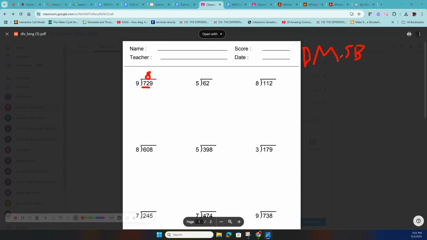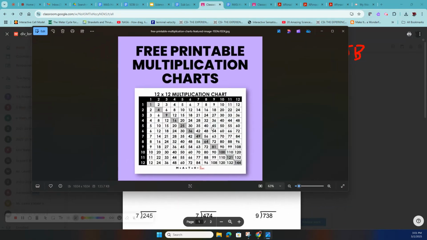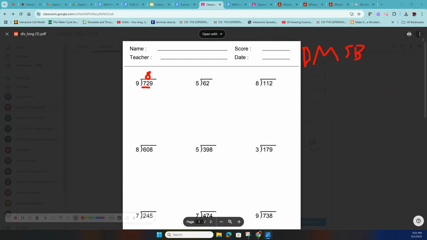Next step, multiply. So I'm going to go 9 times 8. Oh, shoot, I forgot what that is. What is 9 times 8? Well, multiplication chart. 9 times 8. Aha, 72. Okay. So 9 times 8 is 72. And I'm going to write that right below.